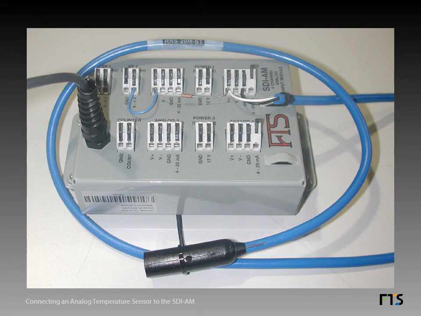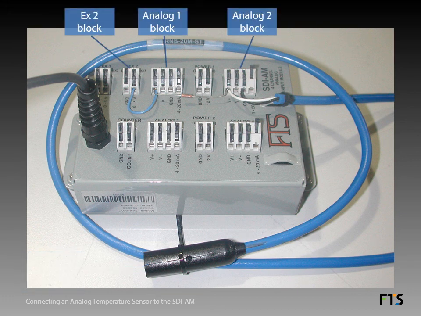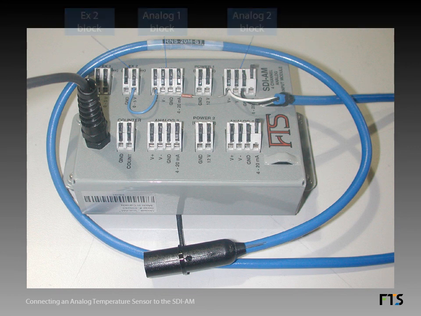This photograph shows the physical wiring of the circuit in the previous slide. The thermistor temperature probe is a sealed unit with a cable containing two wires. Note the connector blocks that correspond to the EX2, analog 1, and analog 2 elements in the circuit diagram. These are labeled on the SDI-AM case, but the labels are not clearly visible in this photograph.